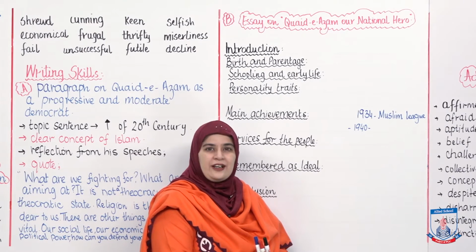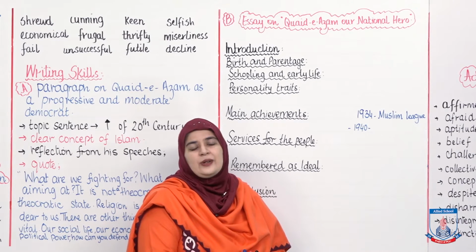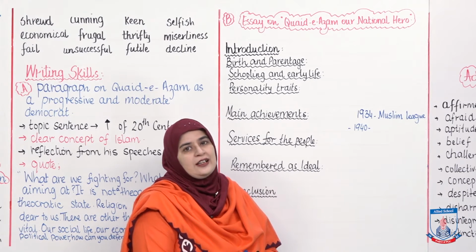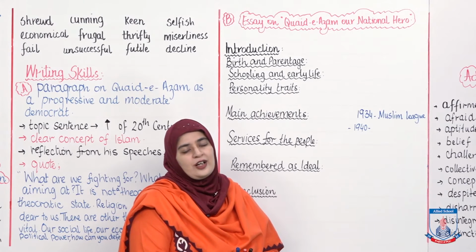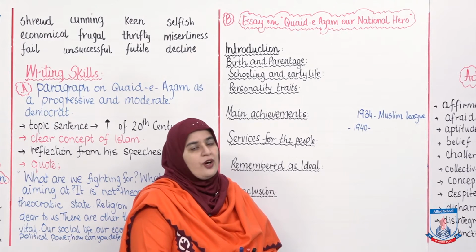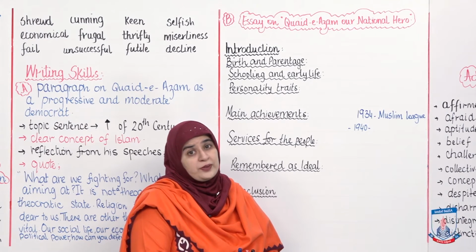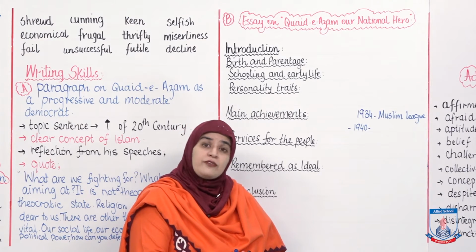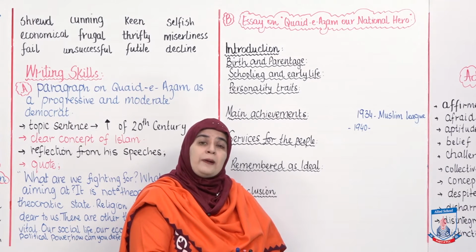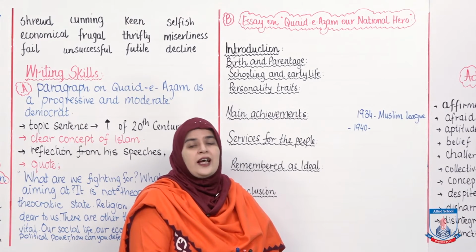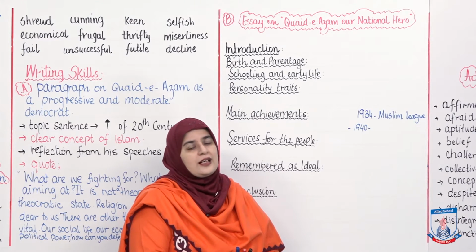Ji, mere pyare bachcho, exercise B is asking you to write an essay on Quaid-e-Azam Muhammad Ali Jinnah as our national hero. Of course, we have, alhamdulillah, now so many of our national heroes, from the people who got Nishan-e-Haider, from the principal of APS school, from the teachers who have given up their lives in order to protect the lives of their children. But the first and the foremost national hero is always going to remain as Quaid-e-Azam Muhammad Ali Jinnah.